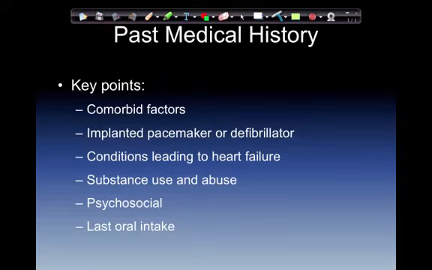Conditions leading to heart failure. Things like hypertension, if there's history of diabetes, heart valve damage, cardiomyopathy of any sort, any kind of STDs that might attack the heart, or obesity, morbidly obese. Substances, as far as alcohol, illicit drugs, things like that. Psychosocial, elderly patients may forget to fill their prescriptions or take their medications. Last oral intake, when did they eat last, and what's been the fluid intake is always good information to know as far as past medical history.